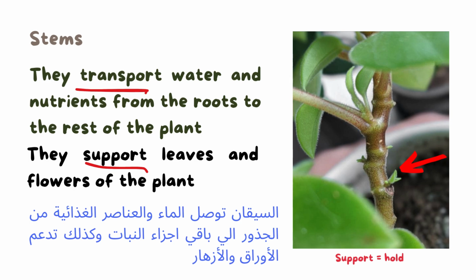Yes, they transport water and nutrients from the roots to the rest of the plant, to the other parts of the plant. So here the stem transports water and nutrients from the roots to the other parts of the plant. Also, they support the leaves and the flowers of the plant because they carry or hold the leaves and the flowers, so they support leaves and flowers.